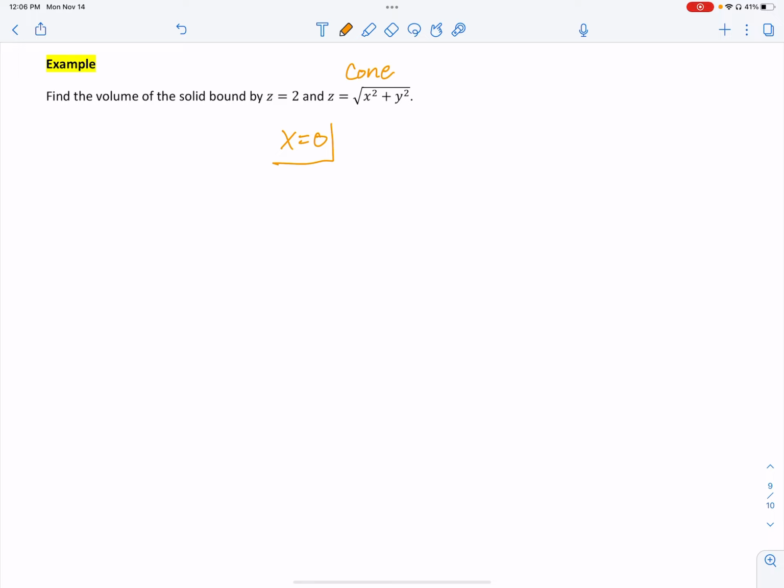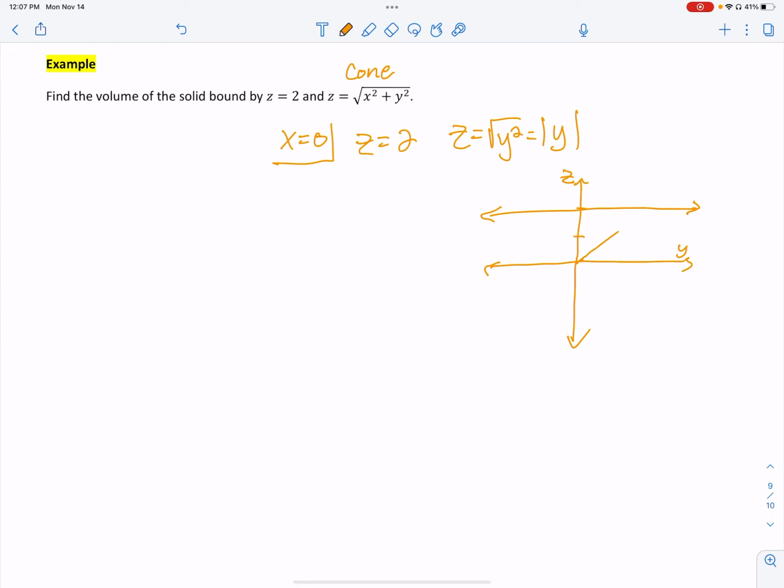So x equals 0. Okay, well, z equals 2, I still have that. And then if I let x equals 0, I get z equals the square root of y squared. Remember, that's the absolute value of y. So on my picture, I have z equals 2. This is y, this is z. We have z equals 2, and we know it's a flat line running through there. We also have this cone that runs through it as well. And we're talking about the region here. The rotation for our theta will take care of that other side. All right, so we have that.